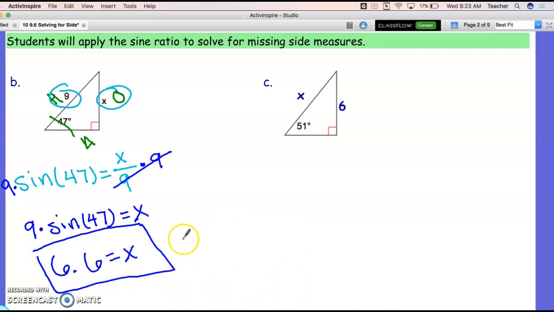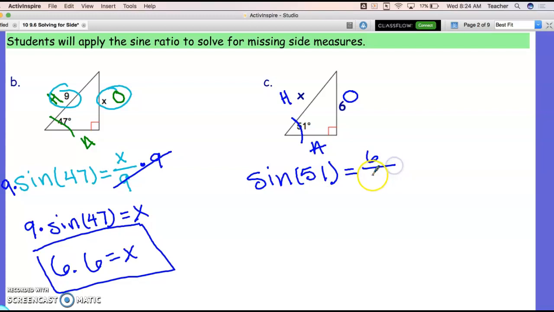All right, last example we're going to do together. Starts out the exact same. From my 51-degree angle, my opposite side over here is 6. The hypotenuse is across from the right angle, and the adjacent side doesn't have anything written by it. So we know the opposite, we're trying to figure out the hypotenuse. Again, we're using sine. The angle measure goes with sine, so sine of 51 is my opposite side over the hypotenuse.